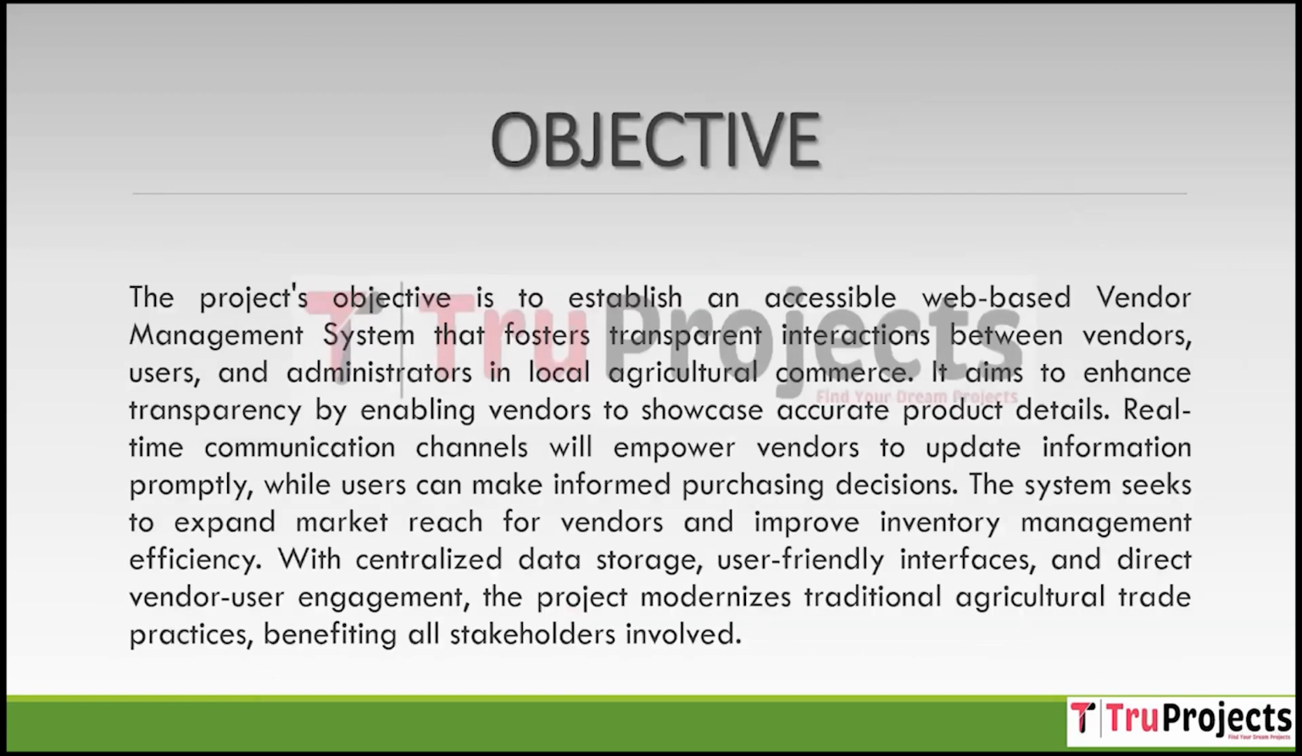Coming to the objective, the project's aim is to create a user-friendly web-based vendor management system that promotes transparent interactions among vendors, users, and administrators in local agricultural commerce. Its goal is to highlight transparency by enabling vendors to accurately present their products. Through real-time communication channels, vendors can promptly update information, aiding users in making informed purchase choices. The system strives to broaden vendors' market reach and enhance inventory management efficiency. Utilizing centralized data storage, user-friendly interfaces, and direct vendor-user engagement, the initiative modernizes conventional agricultural trade practices, leading to advantages for all stakeholders in the ecosystem.